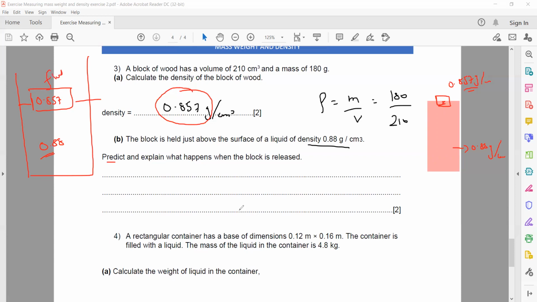So predict and explain what happened when the block is released. When this block is released, this block will float. And why will it float? Because the density of this block is less than the density of the fluid.